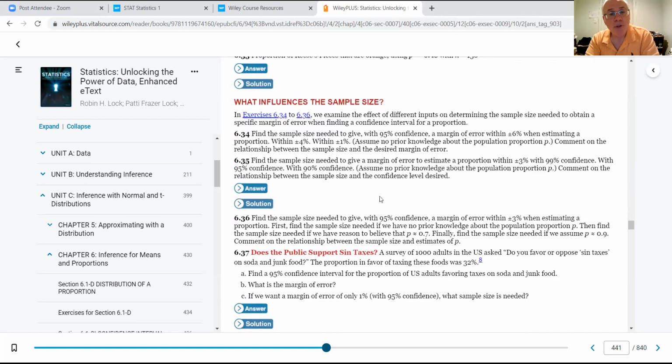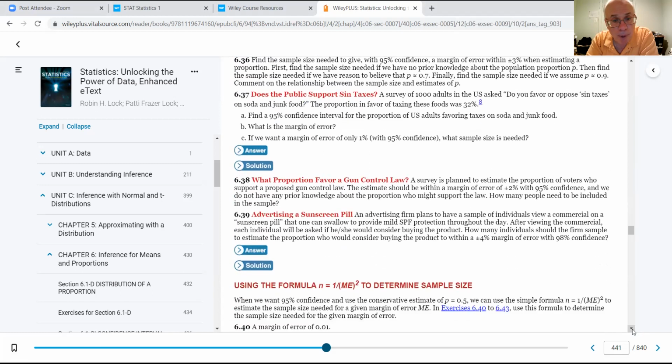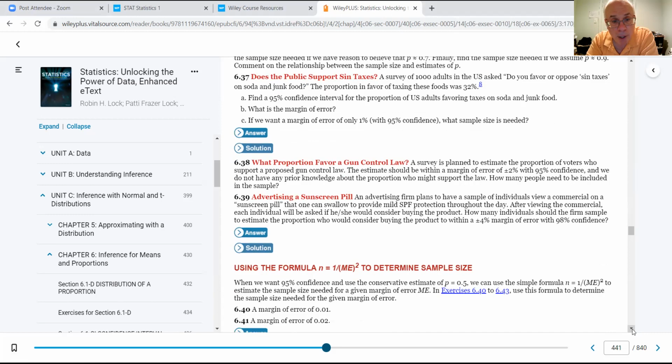Yeah, here we go. It looks like it's 6.35. Or maybe, you know what, let's find something else that's a little better. Let's find one that's a better word problem. Here we go. Let's look at 6.39.